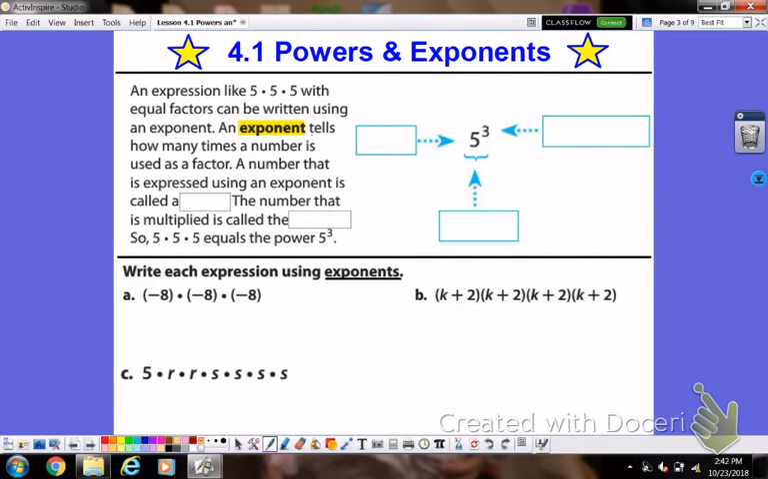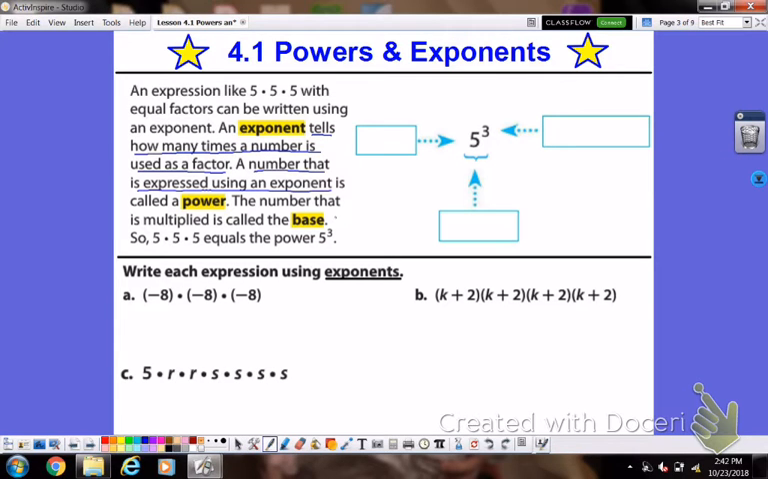Go ahead and underline this. That is your definition. An exponent tells how many times a number is used as a factor. A number that is expressed using an exponent is called a power. Again, that's a number expressed using an exponent. And then the number that is multiplied is called the base.